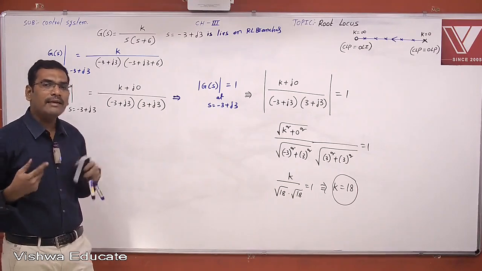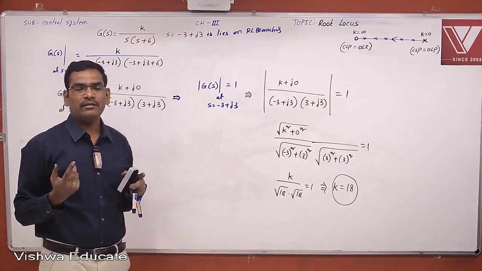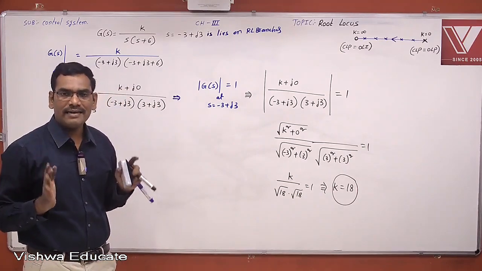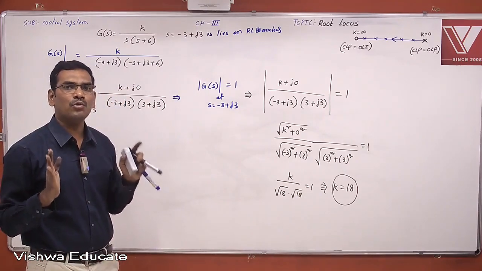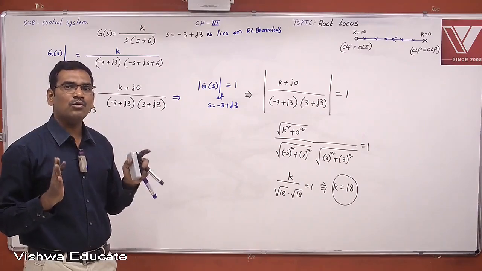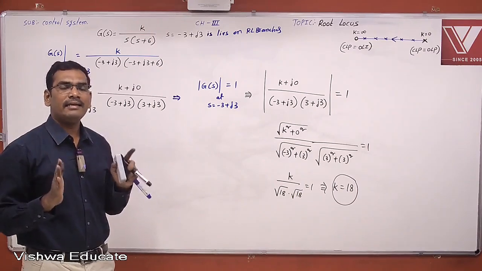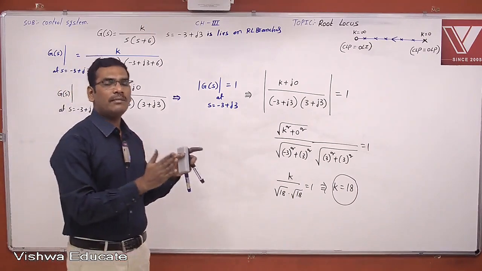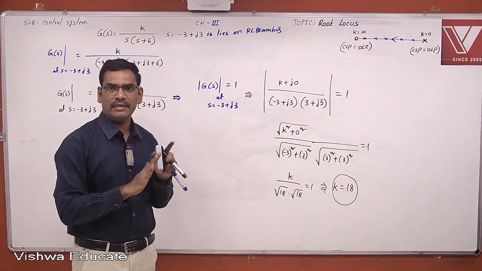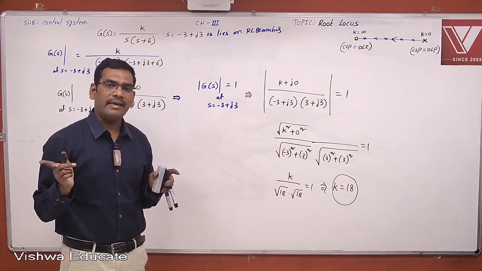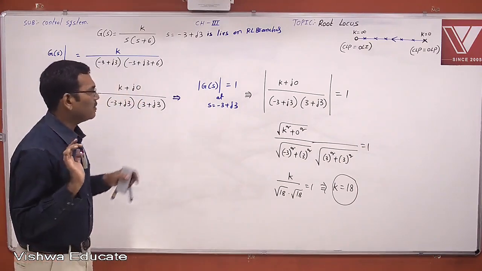In that way, you can use the angle condition and magnitude condition. The angle condition being satisfied means it is a closed loop pole. It is the closed loop behavior, the characteristic equation. If the angle condition is satisfied, you can use the magnitude condition. Otherwise, the magnitude condition is not possible when the angle condition is not satisfied. Note down this.